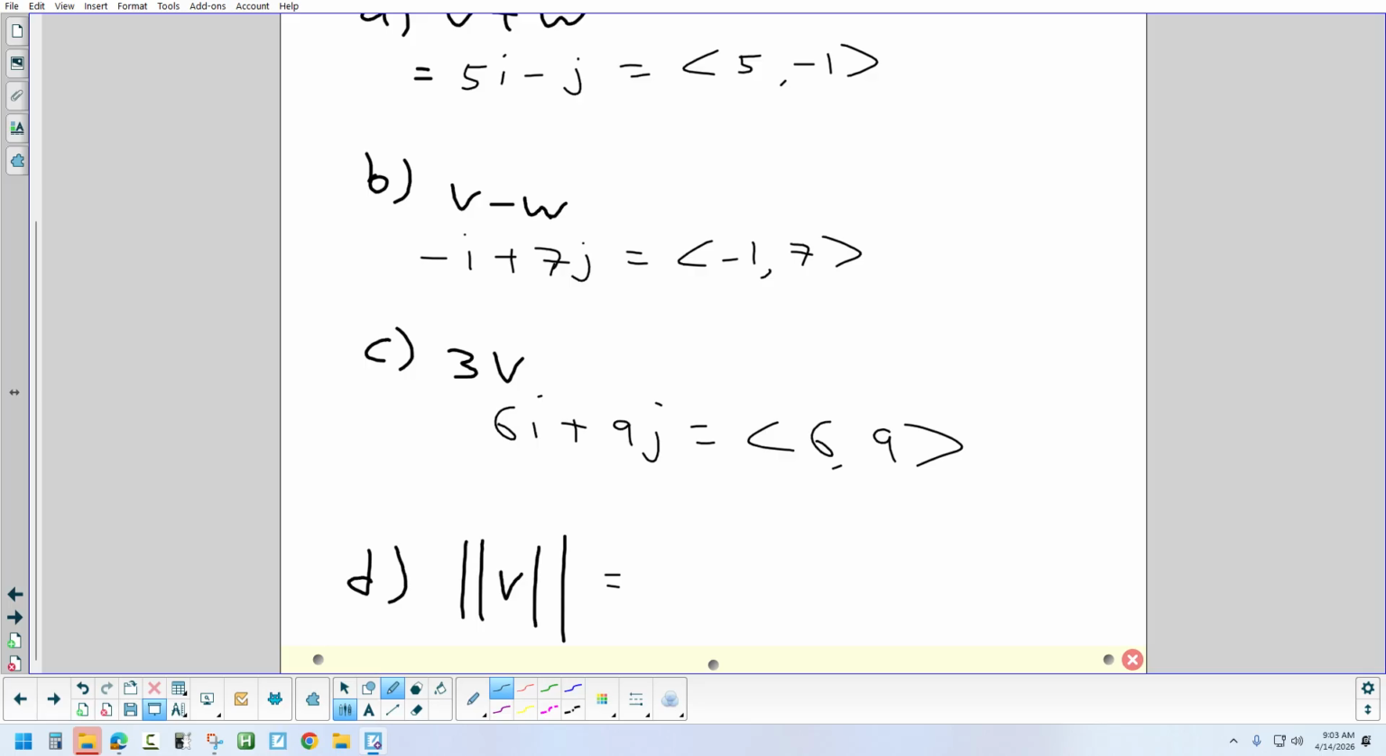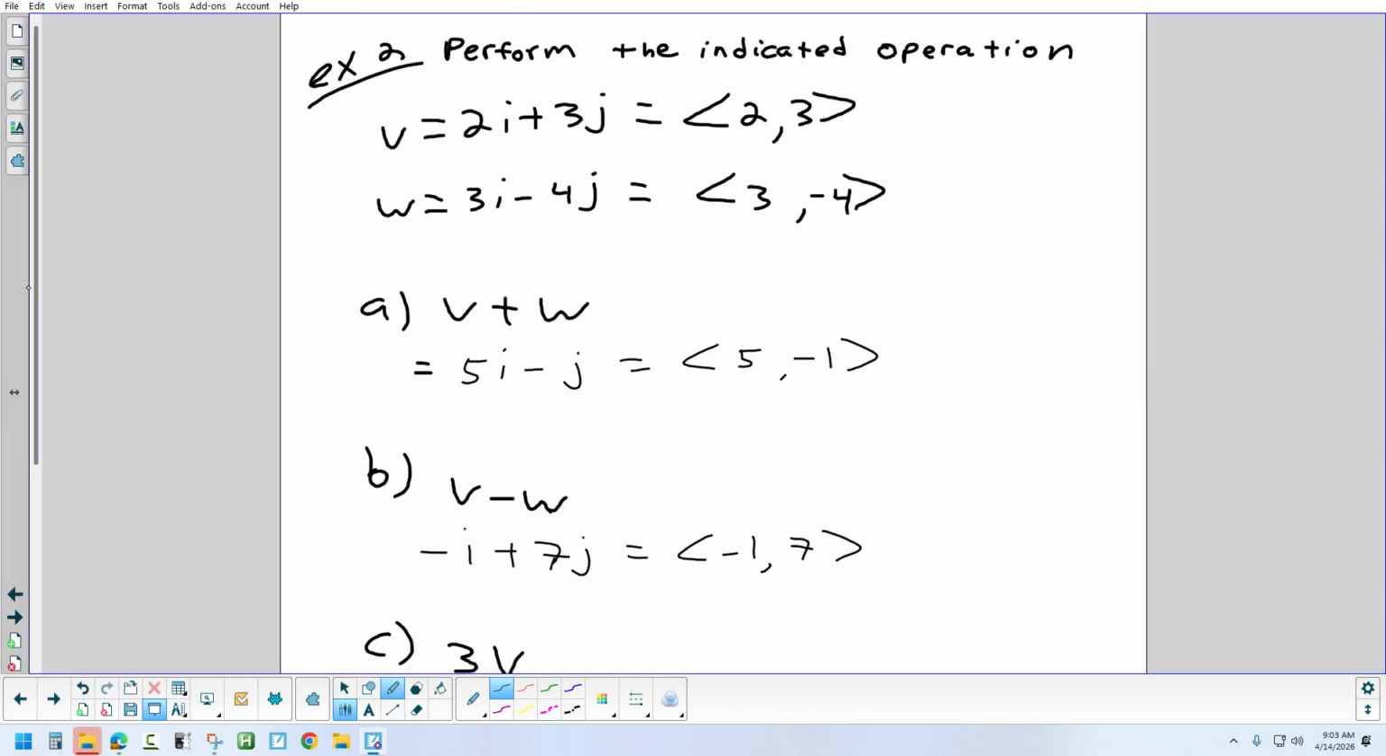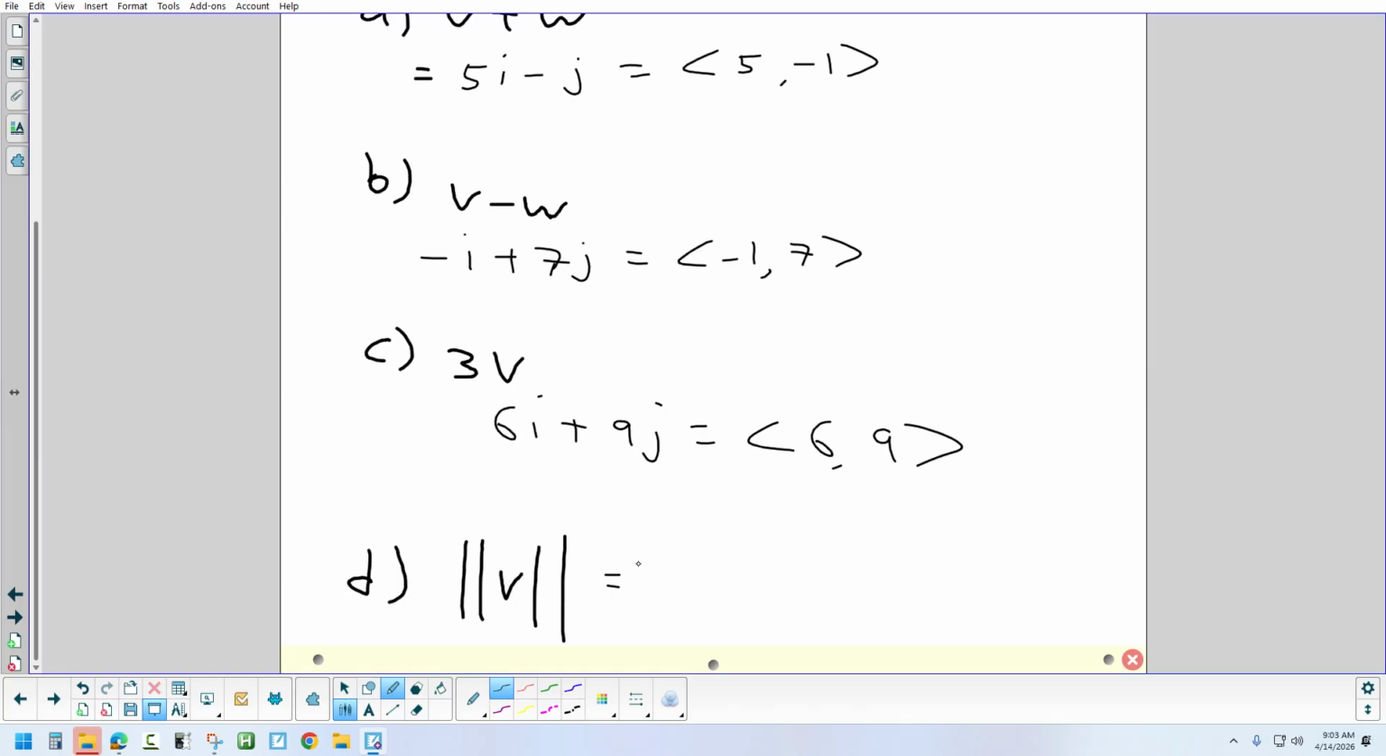So Travis, could you tell me the calculation that I have to set up to find the magnitude of v? The square root of 2 squared plus 3 squared. Good. So the square root of 2 squared plus 3 squared. That's going to give me the square root of 4 plus 9. If they're looking for an exact answer, we'll just leave it like that.